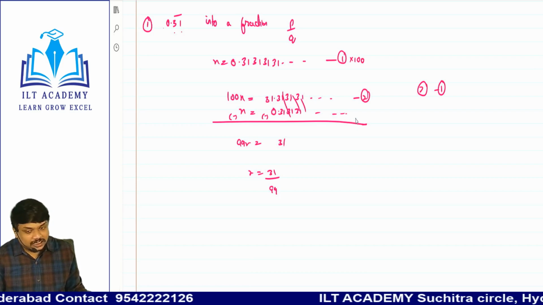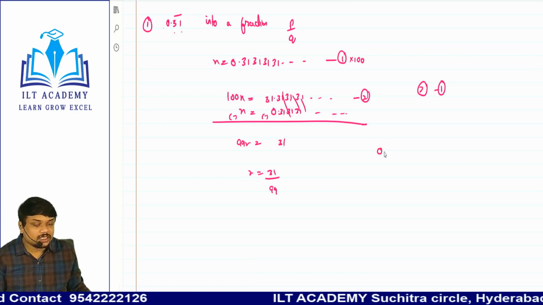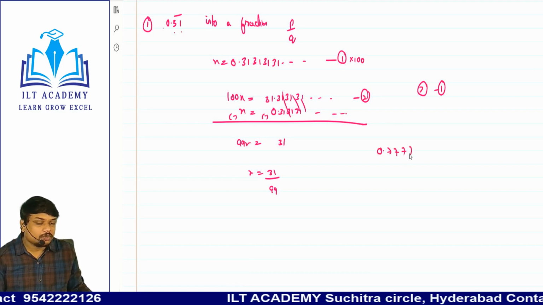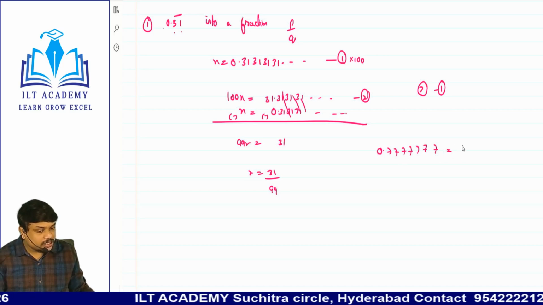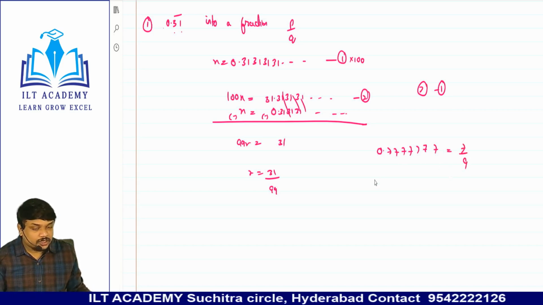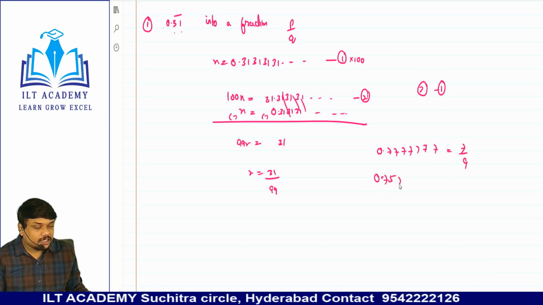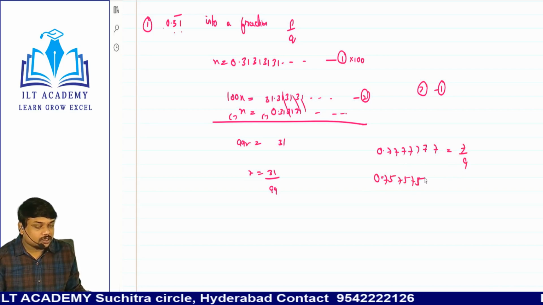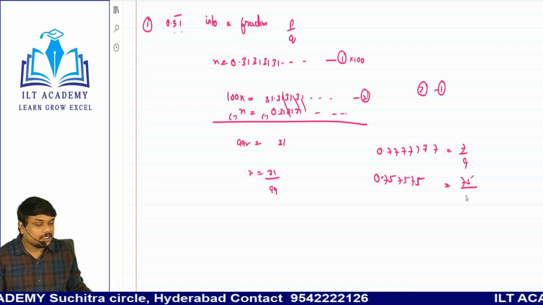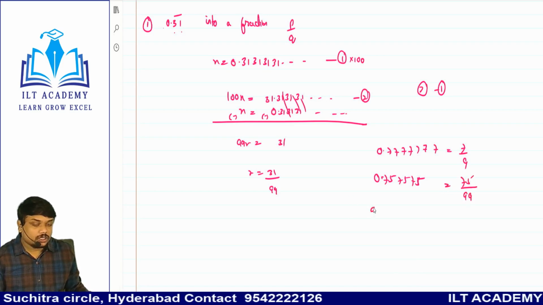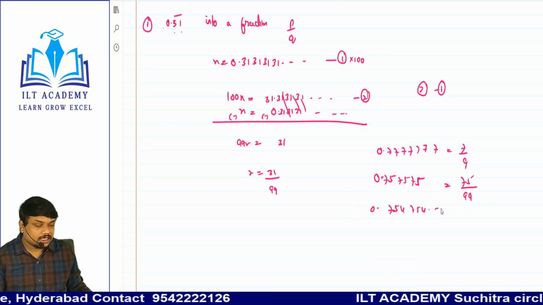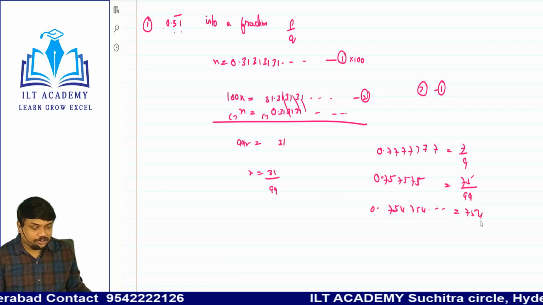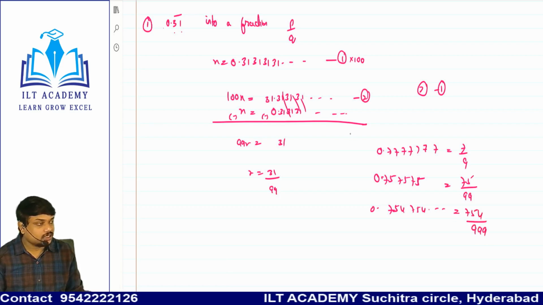See, you know this, but I am telling you, 0.77777 bar. Now this is a single bar, so this can be written as 7 by 9. Here it is 0.757575, this can be written as 75 by 99. Now if it is suppose 754754 like this, 754 by 999. Any doubts in this? Write down.